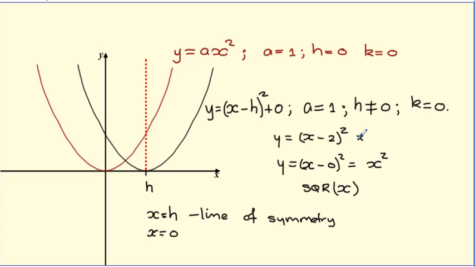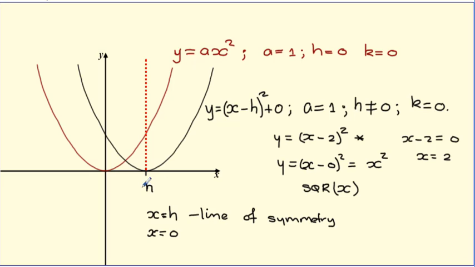Now this function, as a modified version of that one, would also have its line of symmetry when its argument, the argument of the square function, is equal to 0. That takes us to saying x minus 2 equals 0, and this equation gives x equals 2. So if you compare the standard function and this one, you will see that the line of symmetry has moved from 0 to x equals 2.